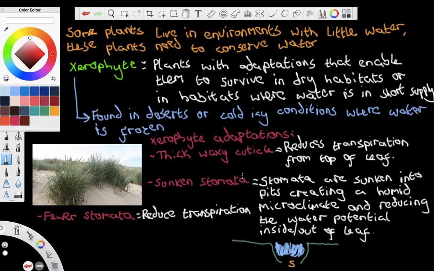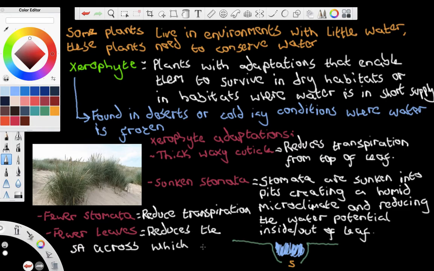As well as having fewer stomata, xerophytes tend to have fewer leaves. By having fewer leaves, there are less stomata through which water can be lost. So we can say that it reduces the surface area, I'll just put SA, that stands for surface area, across which water is lost. Okay.